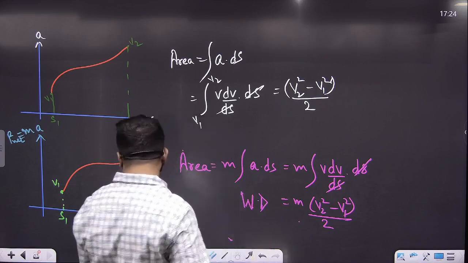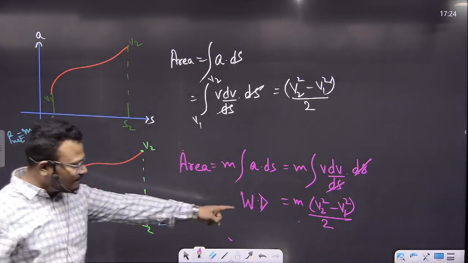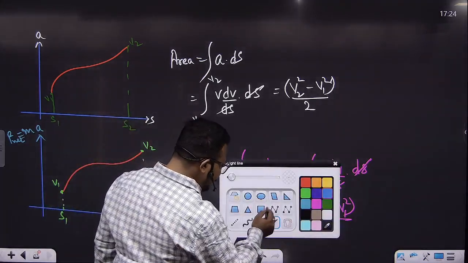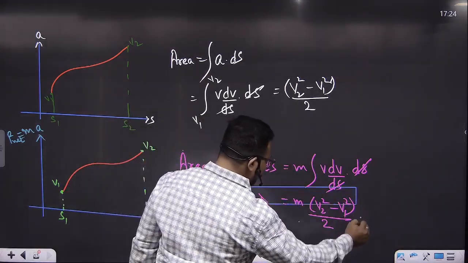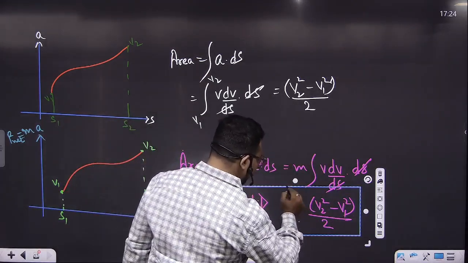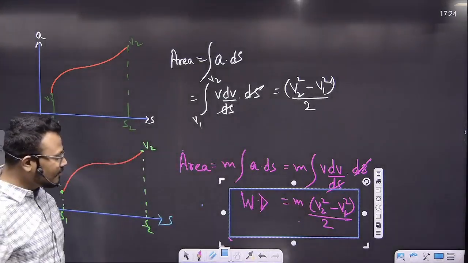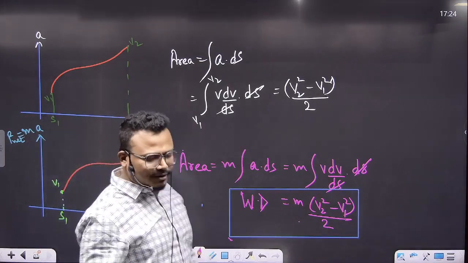So for any graph you are getting, an F-s graph, you can directly apply this formula and you can say the answer very easily and very perfectly. It's a very important part. It is saying about work done, right? So we got to know about the work done.